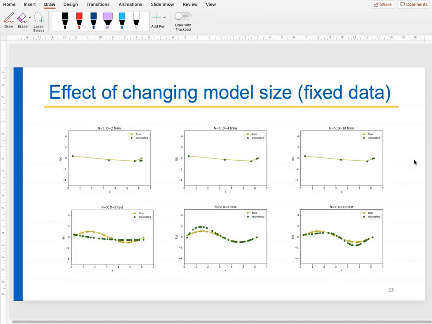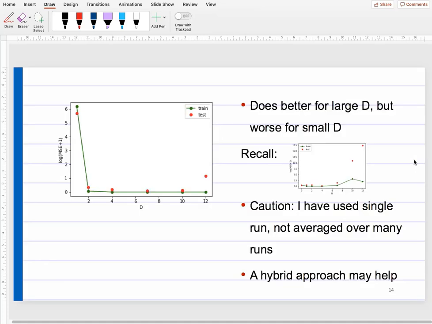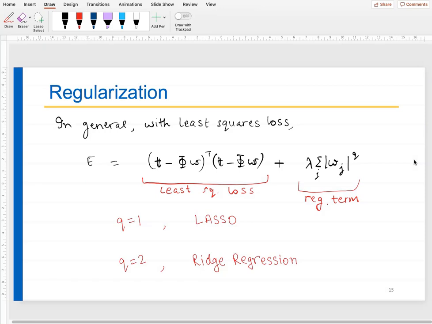Then the effect of changing model size: I see, okay, for a large capital D also, the model is doing better. Okay. In general, what is the concept of regularization? In general, I could have any loss function here, any error function. It need not be just least square error or least L1 norm error. It could be any loss function, but the regularization term is what is important.